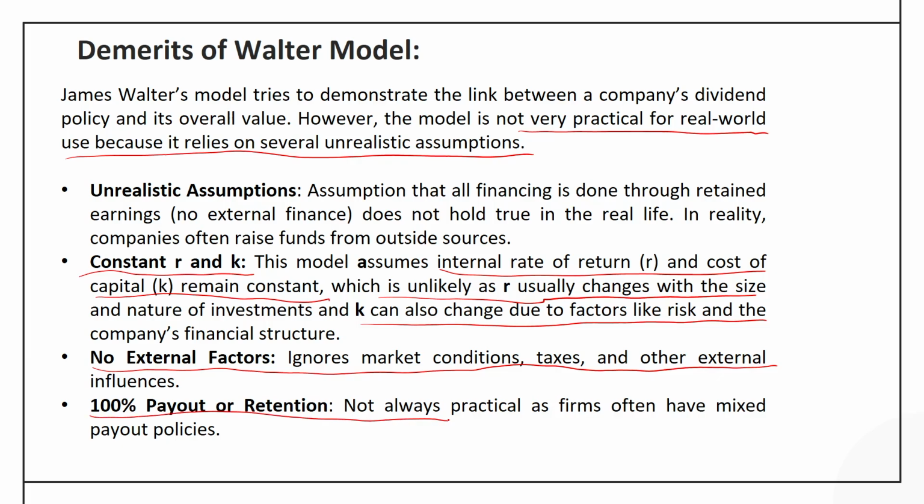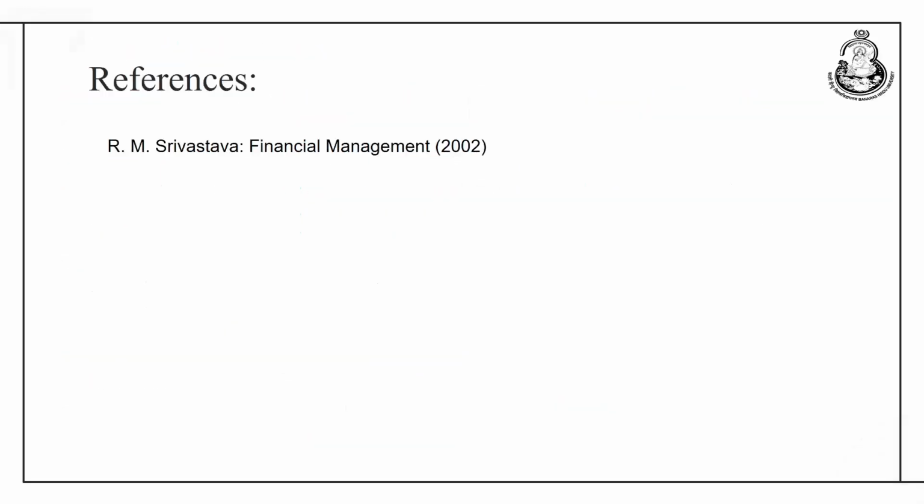So, again this proves to be a point where the model lacks practicality, and the model has also suggested that there can be 100% payout or 100% retention as the optimum dividend policy, whereas it is not always practical for the firm to either retain 100% of profit or to distribute 100% of profit in the form of dividend. The company always tries to have a mix of retention as well as payment of dividend. So, these are the demerits of the Walter model.